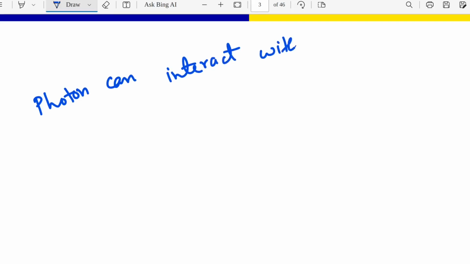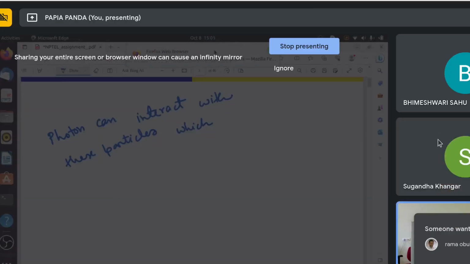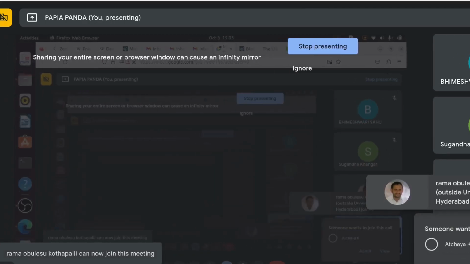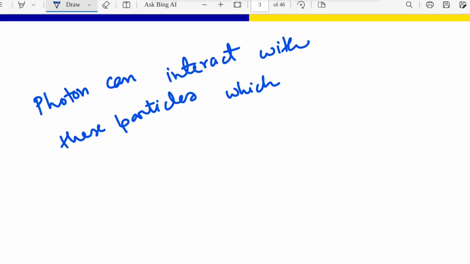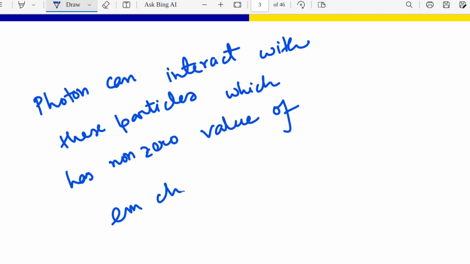So the main conclusion from this first question can be written as: photon can interact with these particles which have a non-zero value of EM charge. So photon can only interact with particles which have a non-zero value of EM charge.